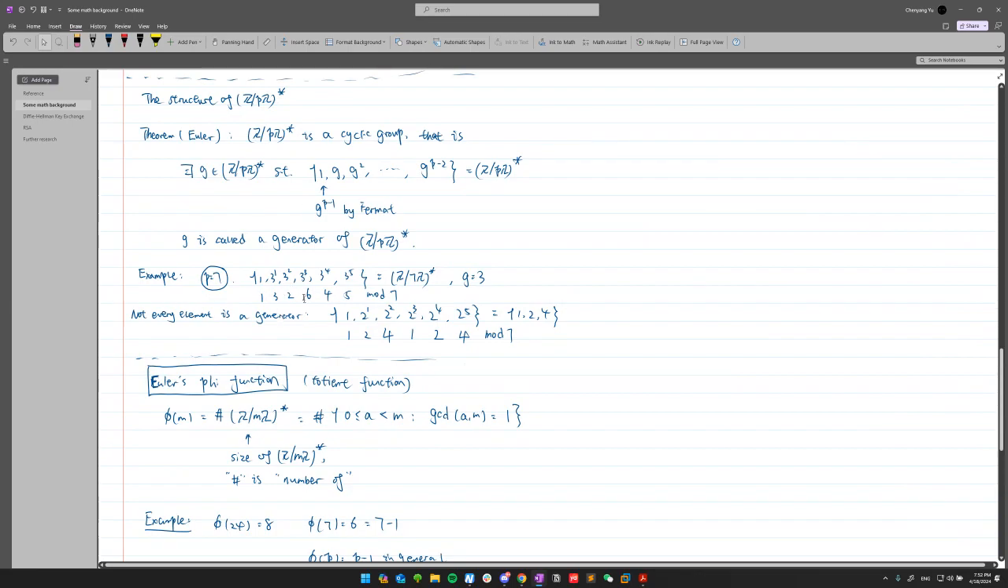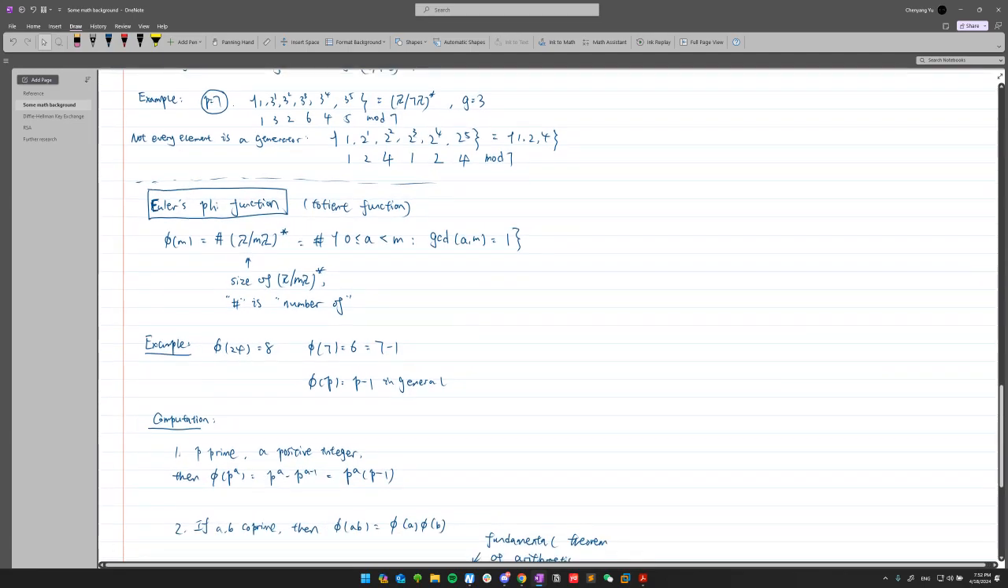3 is a generator, but it doesn't mean every element is a generator. For example, if we take g equals 2, then the thing just repeats itself. So 1 to 4, 1 to 4. It only covers 1 to 4. It doesn't cover the other elements. So 2 is not a generator.